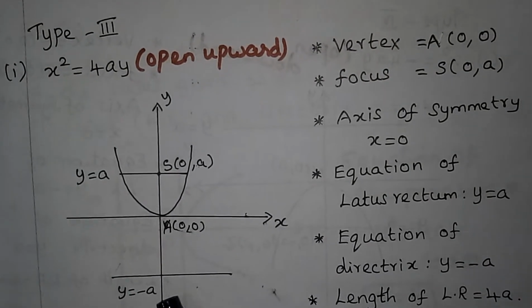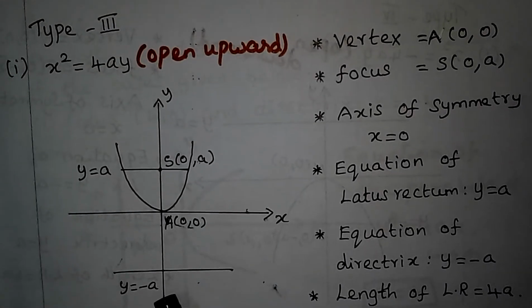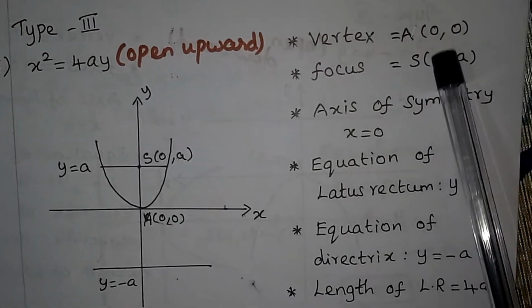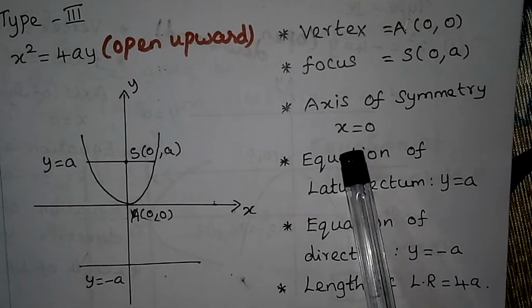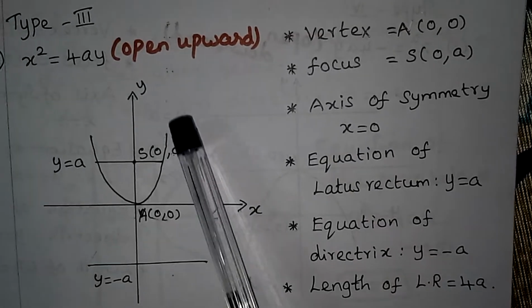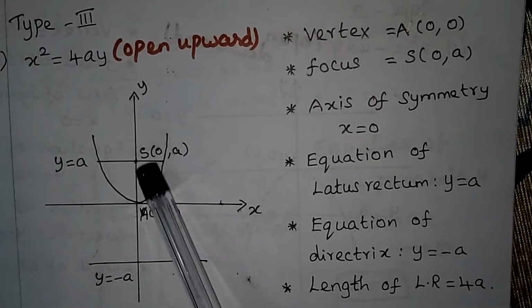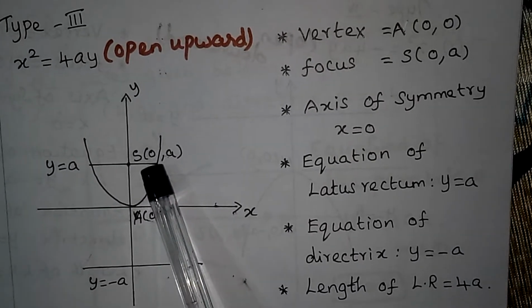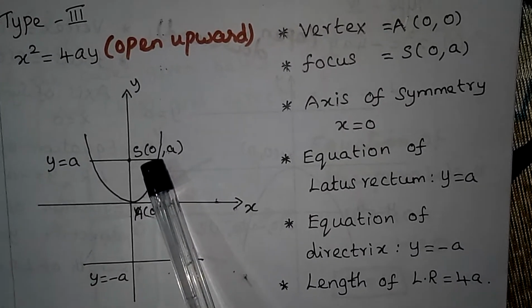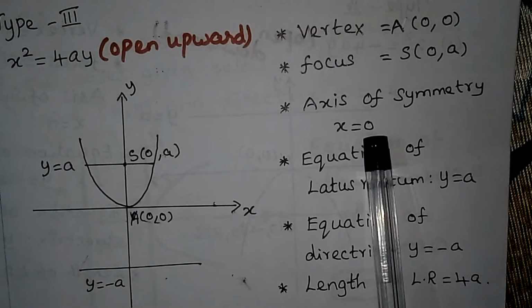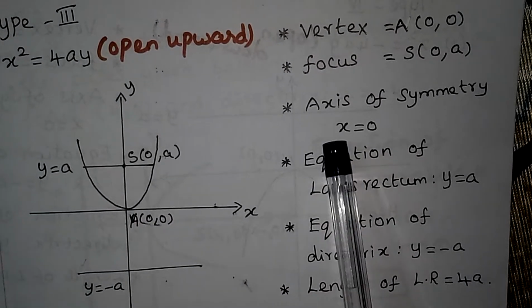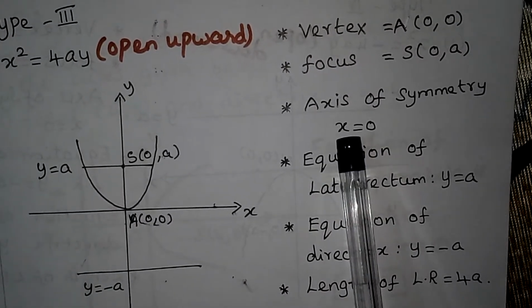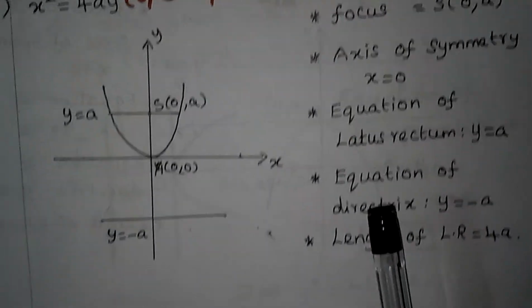Now at the back we have the directrix. It is y equal to minus a. So everything we have here. And this axis of symmetry, here you see this y-axis is dividing the parabola into two equal parts. So here the axis will be the y-axis. Y-axis means x is equal to 0. For the first two types, y equal to 0 you will get. For the third and fourth types you will get x is equal to 0.